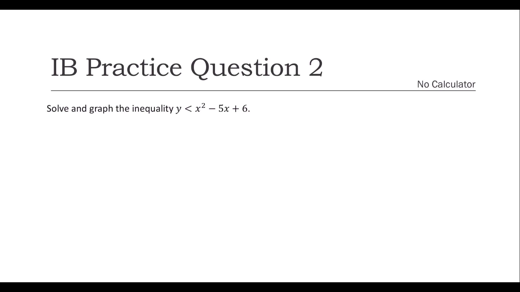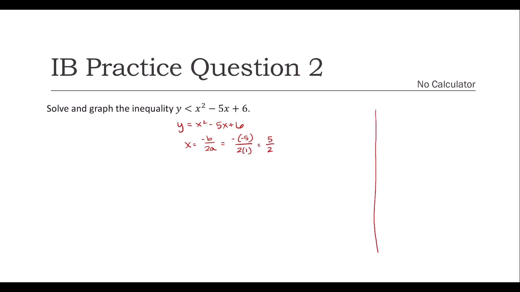Here's our second IB practice question, which is also no calculator. It says solve and graph the inequality y is less than x squared minus 5x plus 6. So we want to start by graphing our y equals x squared minus 5x plus 6. So to do this, we can start by finding our line of symmetry, which will be x equals negative b over 2a. So that would be negative 5 over 2 times 1. So that turns into 5 halves.